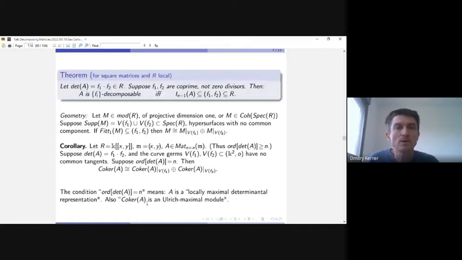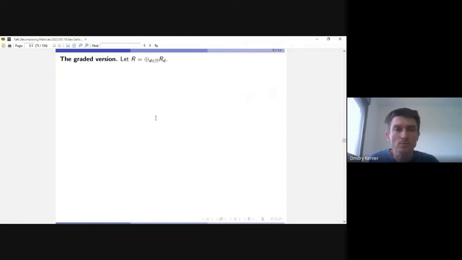Now, this was the local version. Yes, we worked over a local ring. There is a graded version, which is also important. So suppose the ring is graded, the direct sum of its homogeneous components. For example, the ring of polynomials. Suppose the matrix is also graded. Yes, it means that each entry is homogeneous. The degrees of entries could differ, but they must be compatible in this sense. As the simplest case, you can take just a homogeneous matrix, where the degrees of all the entries are the same.